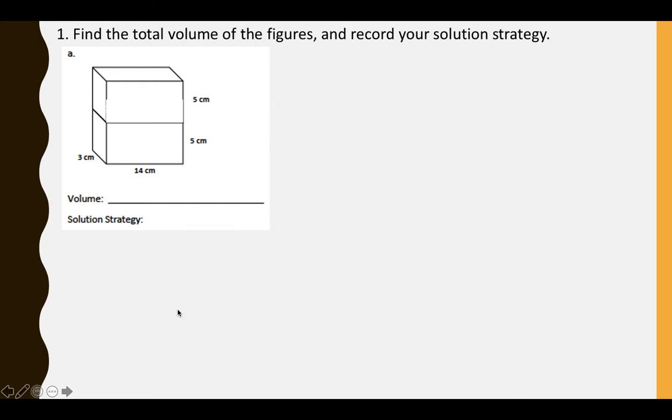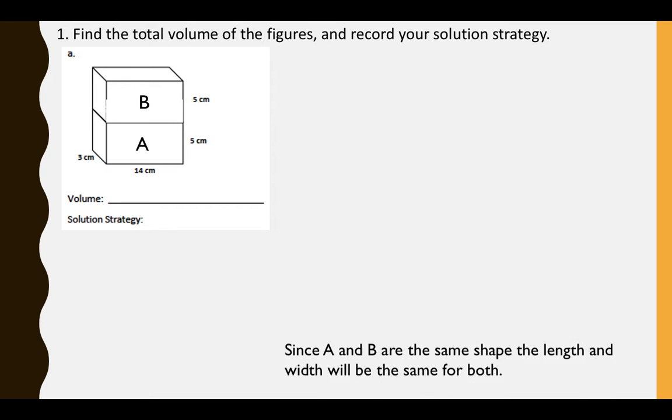So we're going to be finding the total volume of the figures and record our solution strategy. So I'll be modeling A for you. So the first thing I'm going to do is, since we're working with two different figures, I'm just going to go ahead and give each one a letter. So I'm going to label the bottom one A and the top one B.